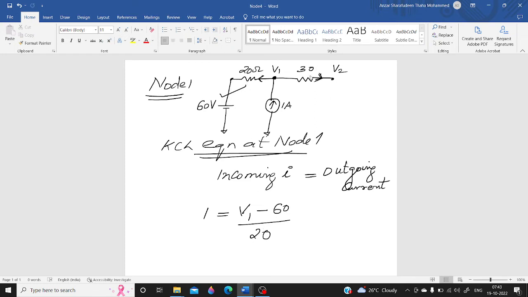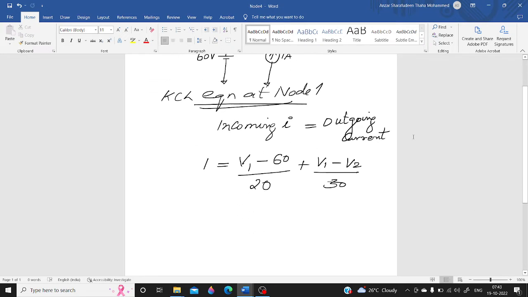And now what about the current of this branch? The 30 ohm resistor. The current is moving from V1 to V2, so V1 is at higher potential. So this outgoing current is represented as V1 minus V2 divided by 30. So now I have the equation for node V1.